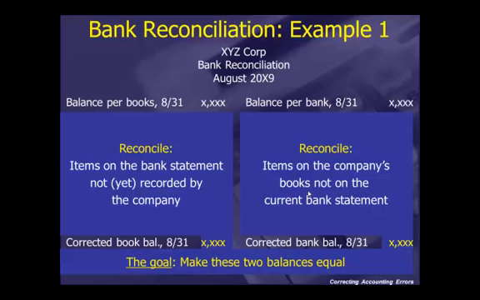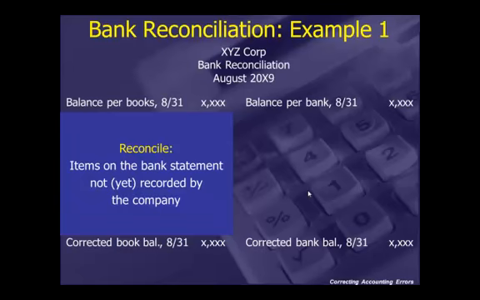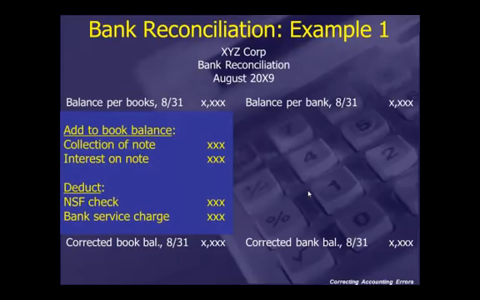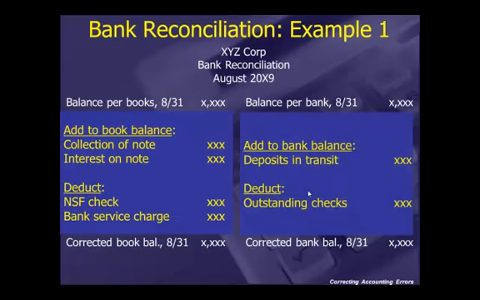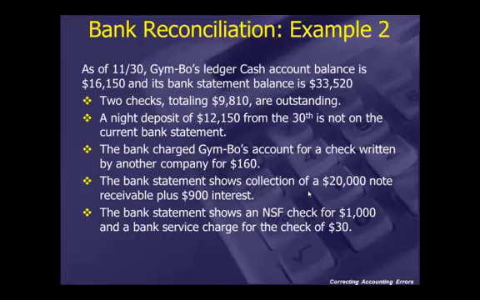Our objective here is that we need, at the bottom, to have a matching balance. So when we go through this, for the balance for the books, we're going to add to the book balance notes that have been collected by the bank. So the collection of the principal amount plus interest will be added, and we'll deduct those non-sufficient funds checks and those bank service charges. On the bank side, we need to add deposits in transit, also known as outstanding deposits, and we'll deduct outstanding checks.